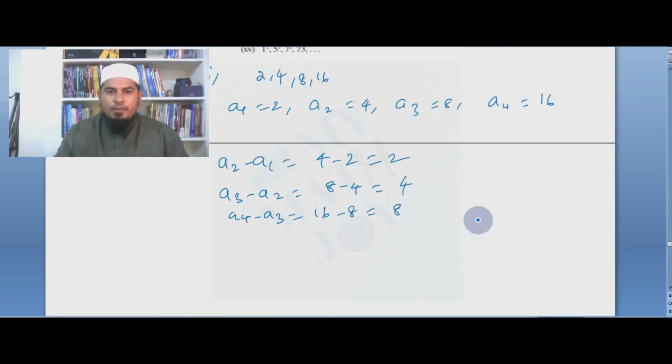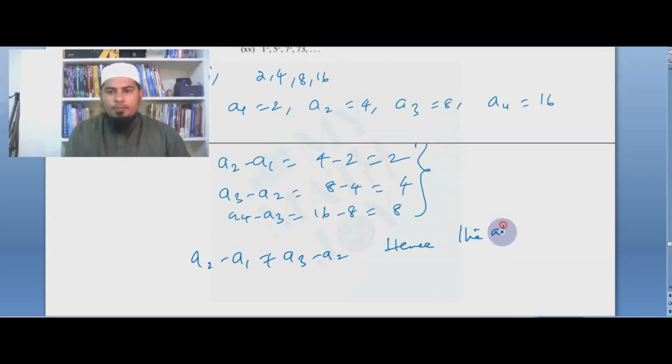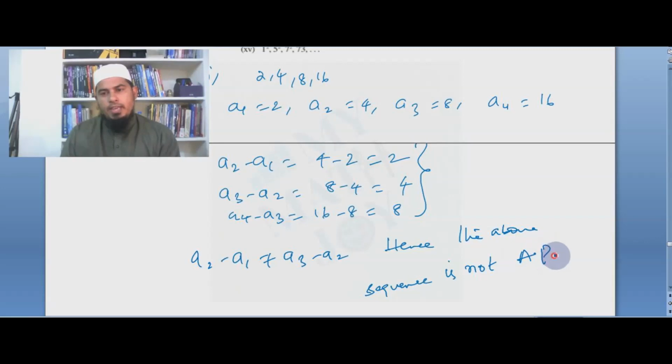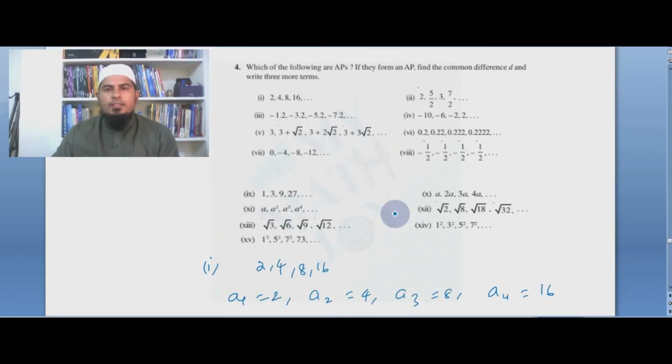So whenever you calculate, you get a different difference everywhere. So you should write A2 minus A1 is not equal to A3 minus A2. Hence the above sequence may have a certain rule, we don't know what type of rule, but the arithmetic progression rule is not there. So hence the above sequence is not an AP. In this way we have to do it. So let us try some other question. Which question do we want now? I would like to do problem number 12.